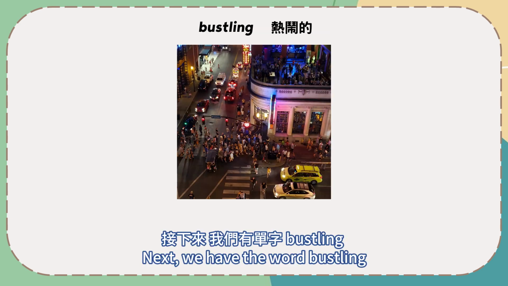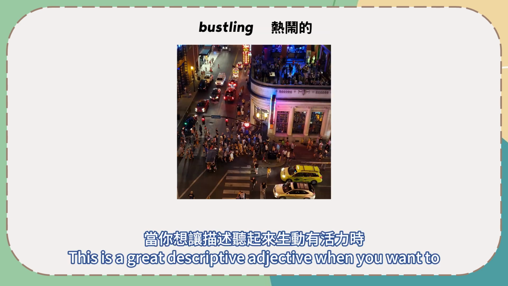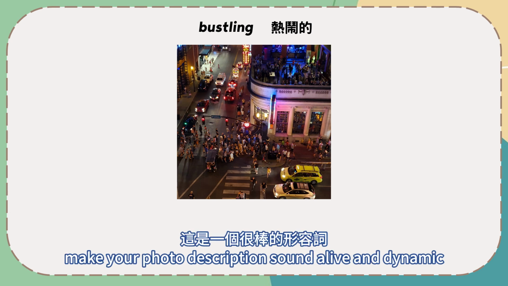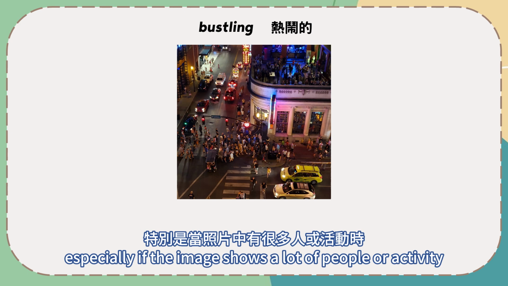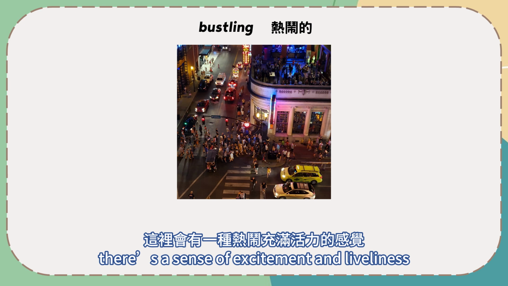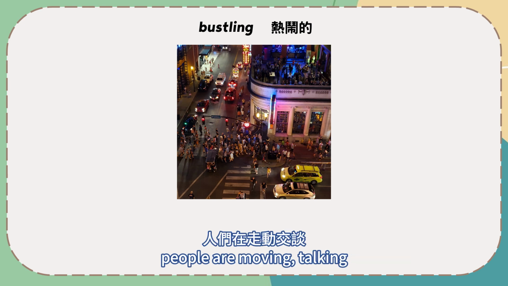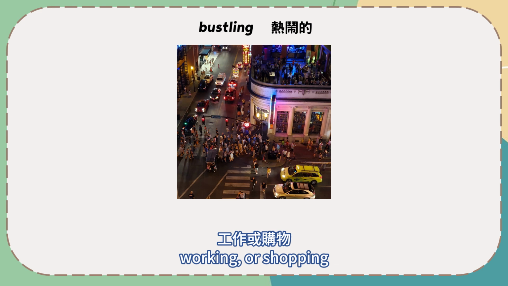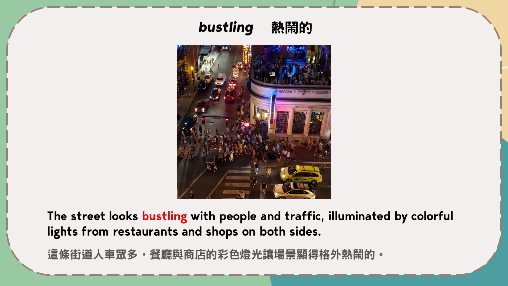Next, we have the word bustling. This is a great descriptive adjective when you want to make your photo description sound alive and dynamic, especially if the image shows a lot of people or activity. When a place is bustling, there is a sense of excitement and liveliness. People are moving, talking, working, or shopping. The street looks bustling with people and traffic, illuminated by colorful lights from restaurants and shops on both sides.